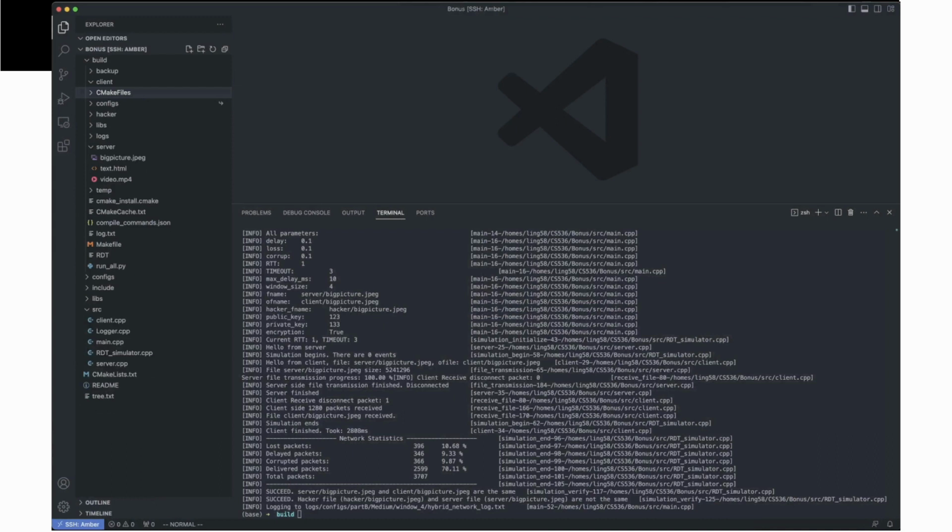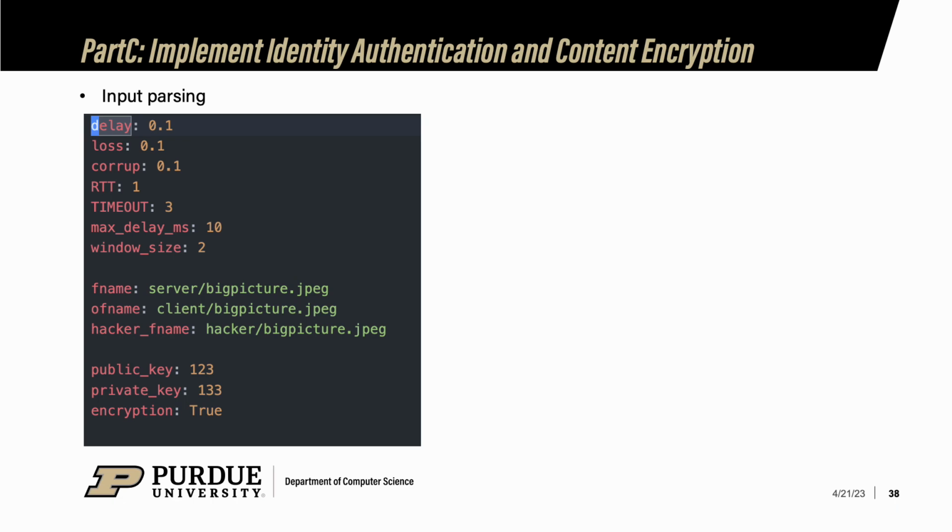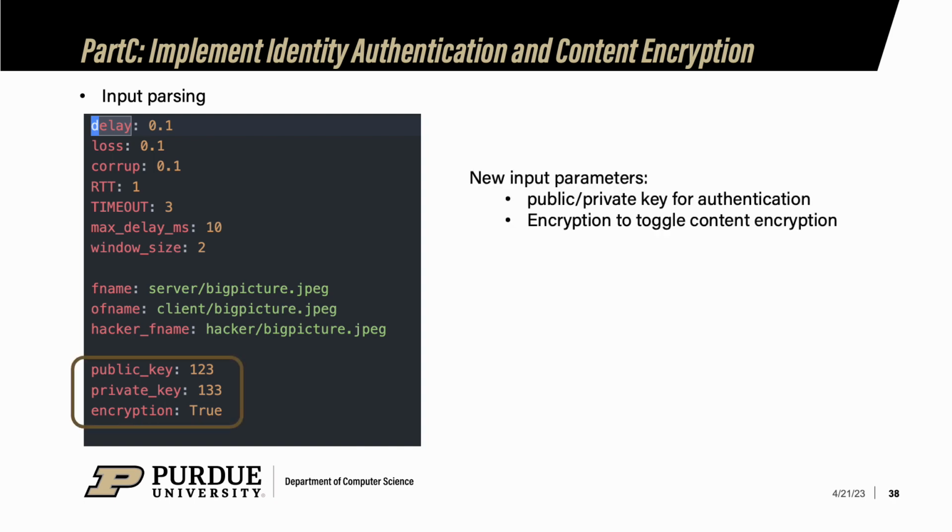In Part C, we need to implement identity authentication and content encryption. The new input parameters are the public and private key pair and whether the encryption is enabled.